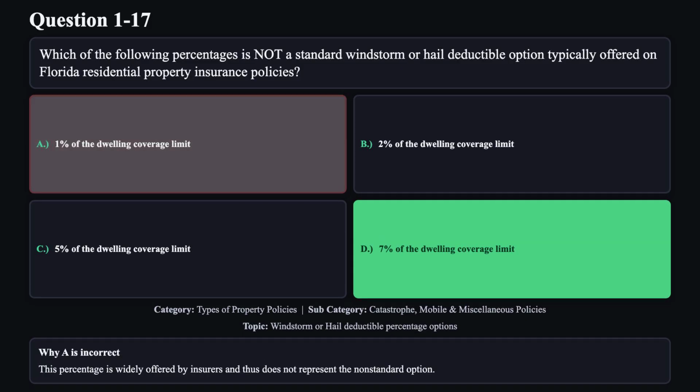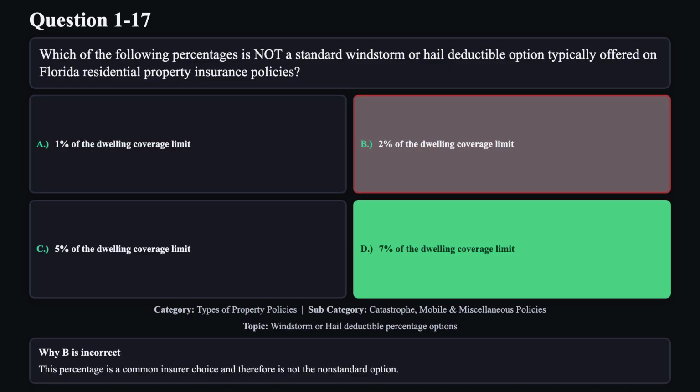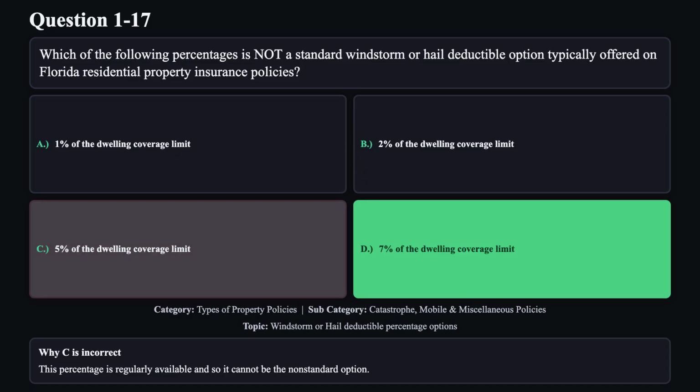Reason A is not correct. This percentage is widely offered by insurers and thus does not represent the non-standard option. Reason B is not correct. This percentage is a common insurer choice and therefore is not the non-standard option. Reason C is not correct. This percentage is regularly available and so it cannot be the non-standard option.